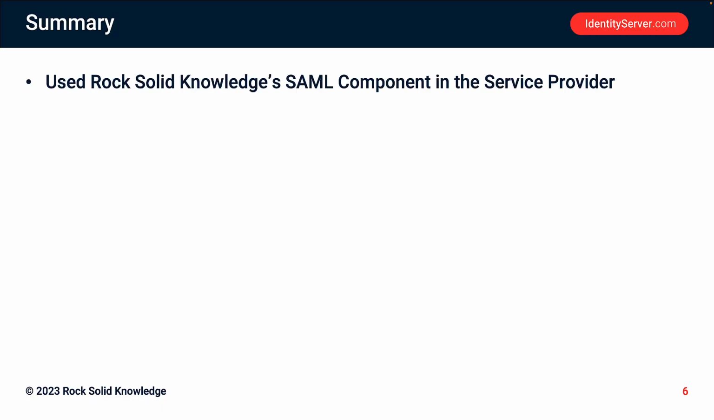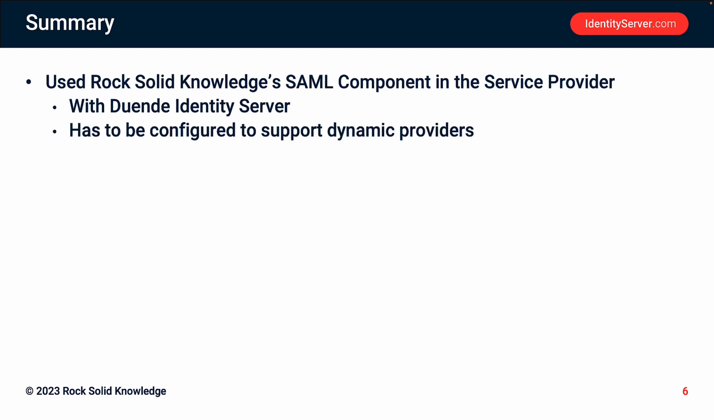So in this talk, we've seen how to use Rock Solid Knowledge's SAML component in the service provider to provide dynamic authentication. And we did this with Duende IdentityServer. Now to do this, we have to configure the component to support dynamic providers. Once we have that support configured in the service provider, we can use this against any IDP. In this demo, we used another instance of Duende IdentityServer, but any IDP would work.